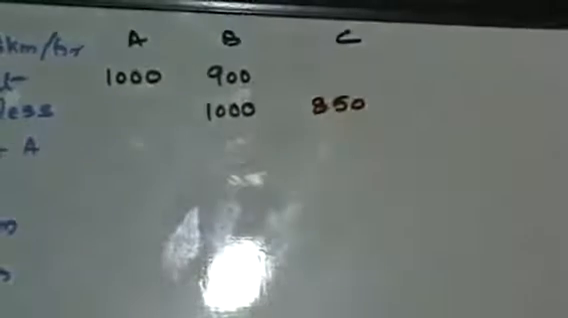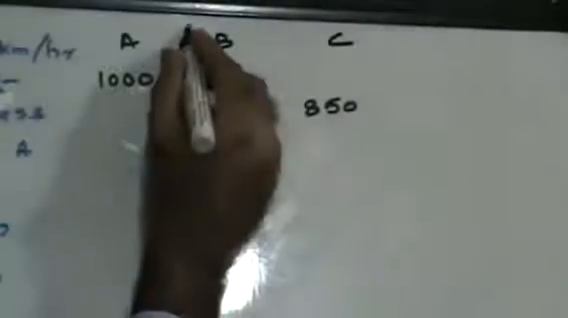So in that case, what is the comparison between A and C? I'll practice this way. A, B, C. If A covers 1000 meters, B covers 900 meters. If B covers 1000 meters, C covers 850 meters. Right? So first let's compare between B and C.